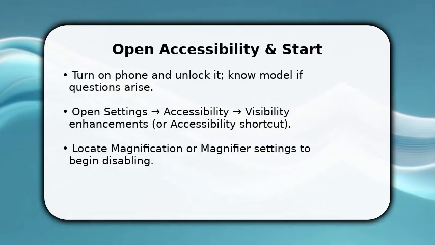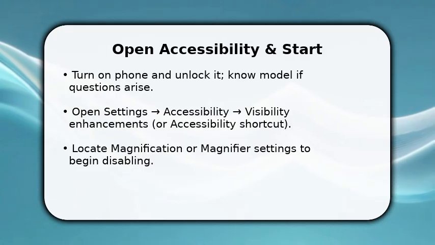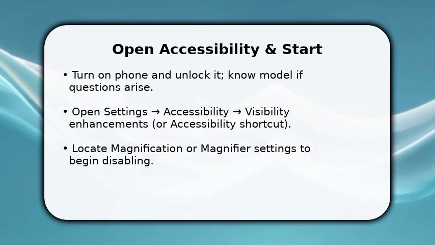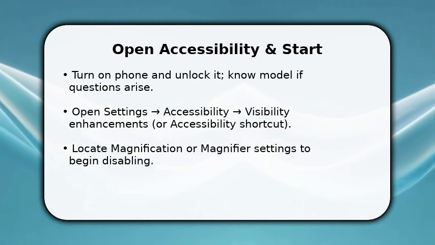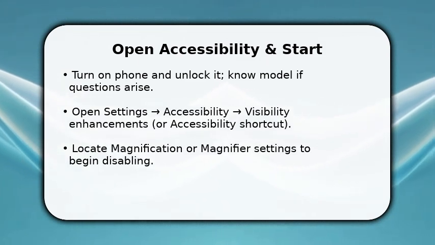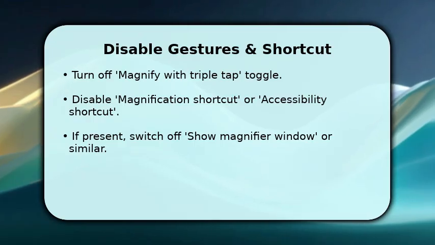You want to stop the gesture and shortcut immediately, so find the toggle labeled Magnify with triple tap or Magnification shortcut and prepare to switch it off. This stops the accidental zoom that interrupts your workflow and clears the primary activation methods. Now focus on the controls that actually enable the magnifier.